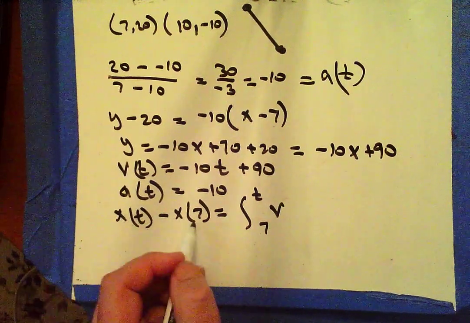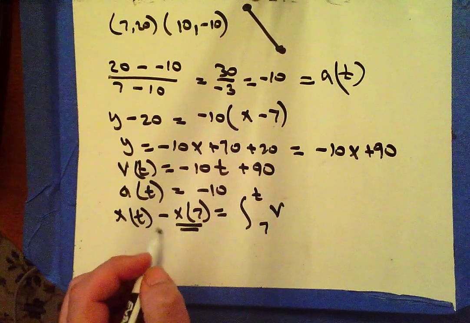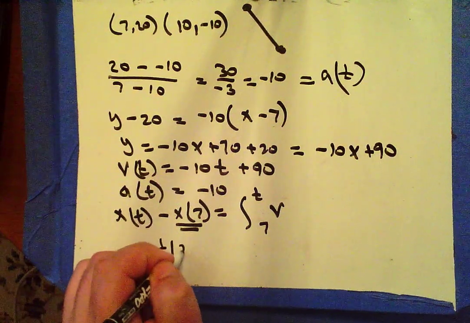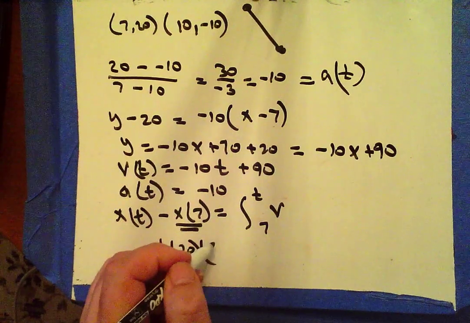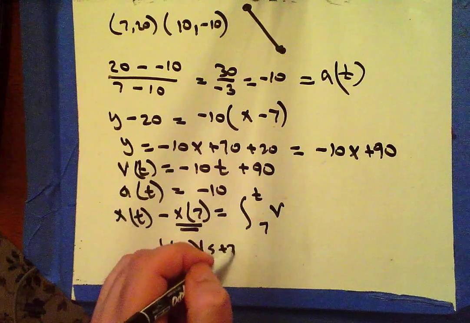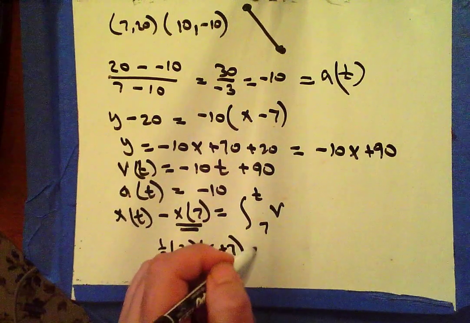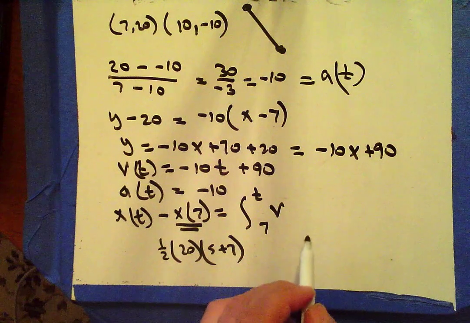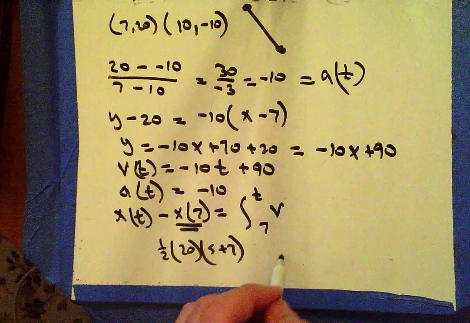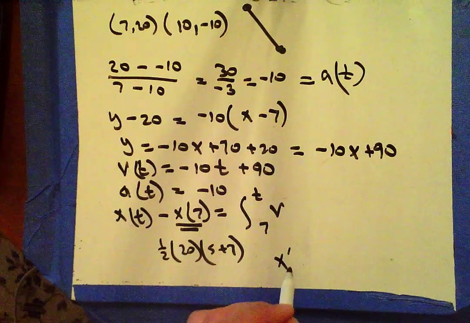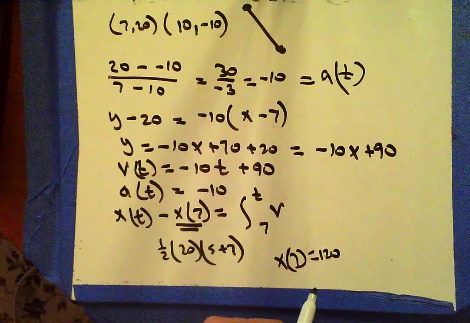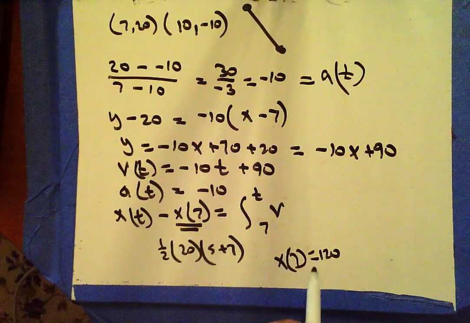Okay, so we need to find position at 7. And position at 7 is 1/2 a height of 20. The first base is 5, and the second base is 7. So 10 times 12, or 120. So x of 7 equals 120. Now, why do I want that?